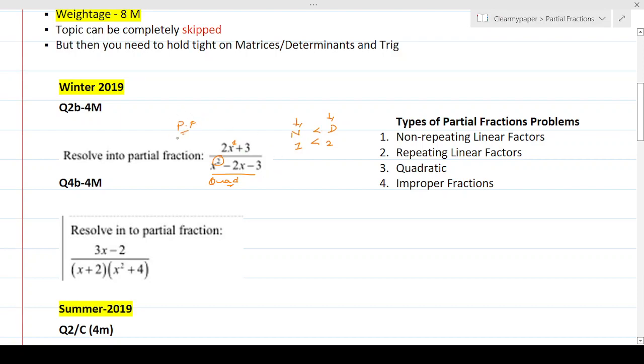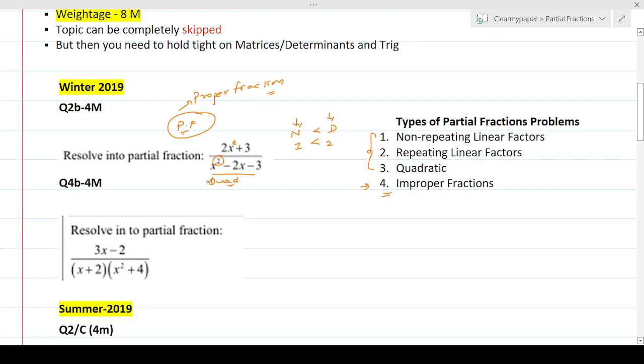So this becomes a proper fraction. Once we identify a proper fraction, we know that it will belong to one of these 3 types: type 1, type 2, type 3. An improper fraction is a different type altogether. So proper fractions will have only 3 types: 1, 2, or 3. The next job is to identify which type this belongs to within the proper fractions. Now let's see whether it's type 1, type 2, or type 3.